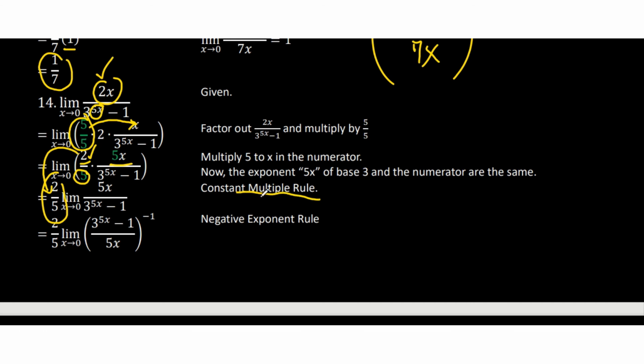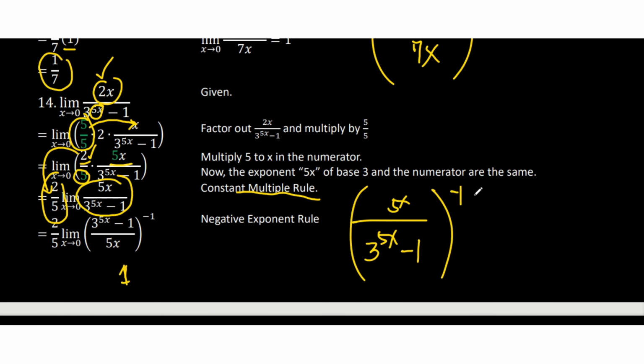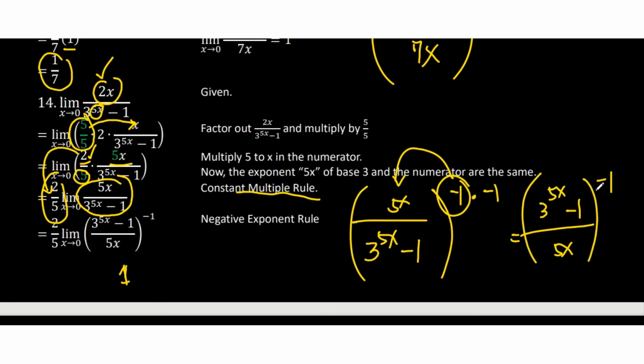Gagamitin mo constant multiple rule. So, ang 2/5, naghihintay lang sa transformation nito. So, this will just immediately be equal to 1. Pero initially, ang proseso niyan, si 5x over 3 raised to 5x minus 1 is initially raised to negative 1 times negative 1. And again, shinare mo ang unang negative 1 here, kaya bumaliktad siya into 3 raised to 5x minus 1 over 5x. Tapos, naka-raise pa rin siya sa negative 1, just to make it equal. Okay? Now, 1 raised to negative 1 is simply 1.